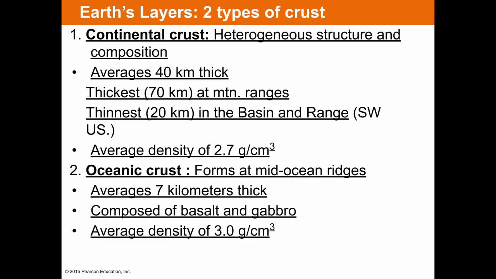As we've talked about in previous chapters, the Earth has two different types of crustal layers, continental and oceanic crust. Continental crust is heterogeneous in structure and composition, averages about 40 kilometers thick, but is thickest at mountain ranges and thinnest at basins, with an average density of about 2.7 grams per cubic centimeter. Oceanic crust forms at mid-ocean ridges, the ocean sits on top of it, and it averages about 7 kilometers thick, very thin compared to continental crust. It is composed of basalts and gabbros, which we talked about already, and has a slightly higher average density.